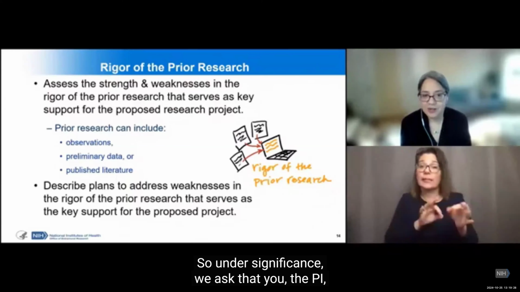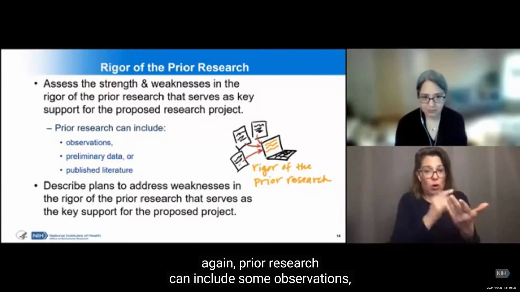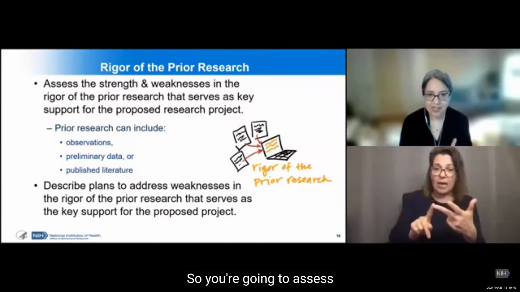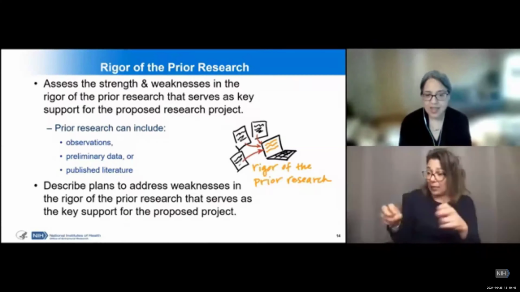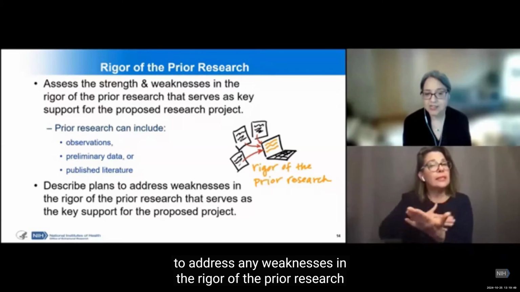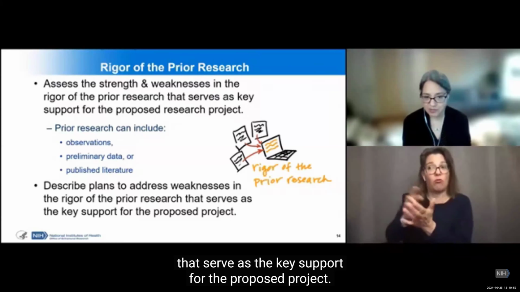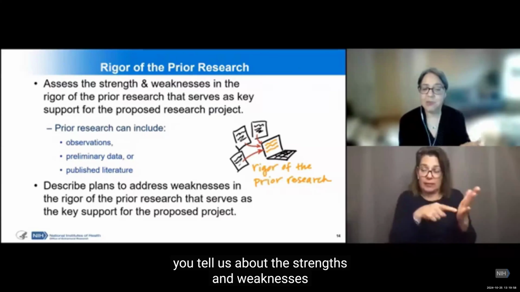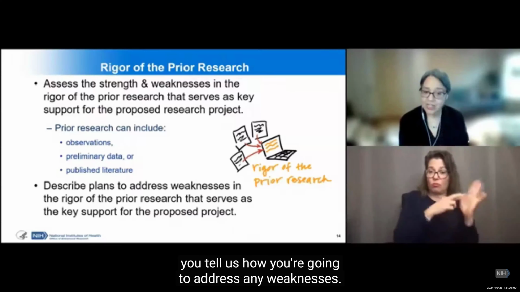Now, when you're looking at the prior research, again, prior research can include some observations, the preliminary data, or published literature. We're going to assess the strengths and weaknesses of that data. And then under approach, we ask you to describe plans to address any weaknesses in the rigor of the prior research that serve as a key support for the proposed project. So again, in the significance, you tell us about the strengths and weaknesses of the prior research, and then under approach, you tell us how you're going to address any weaknesses.